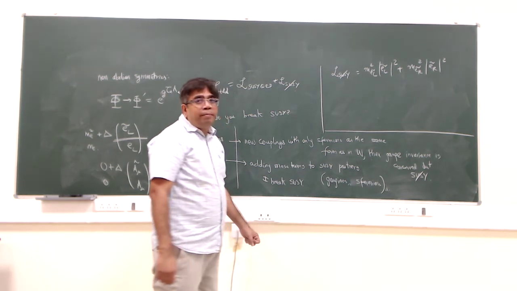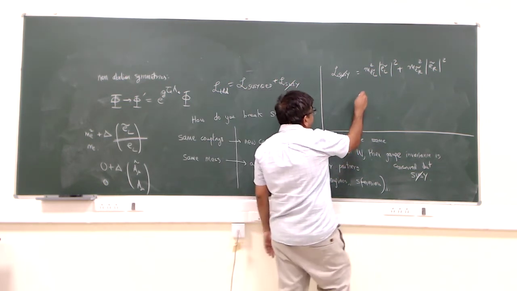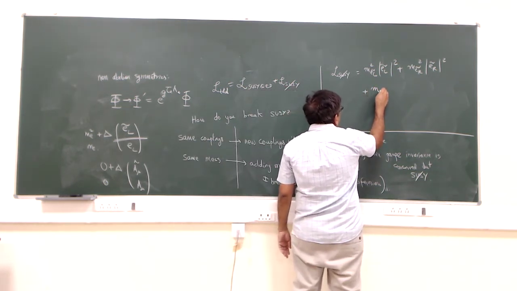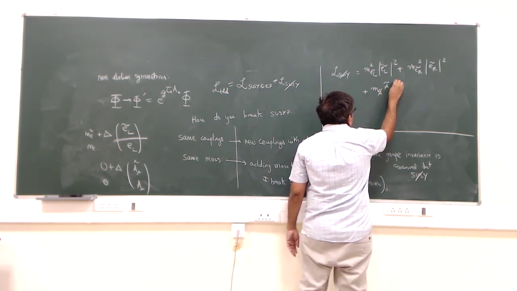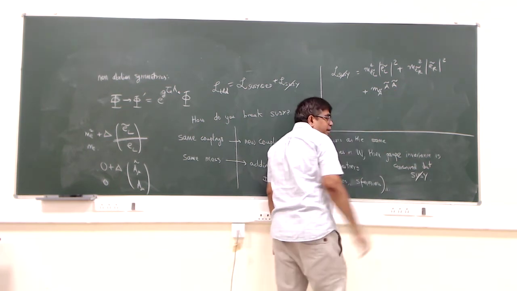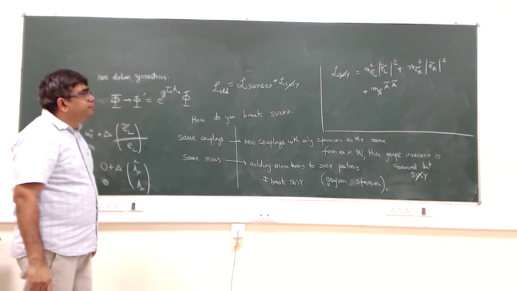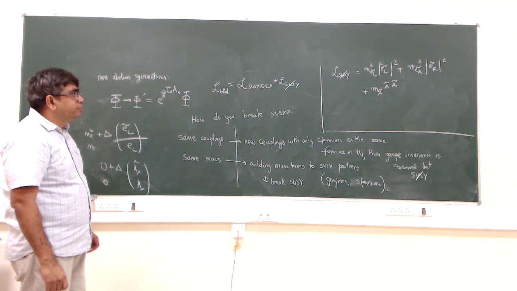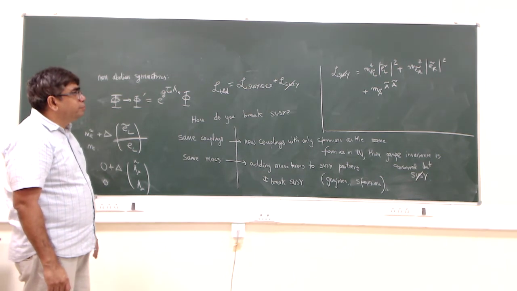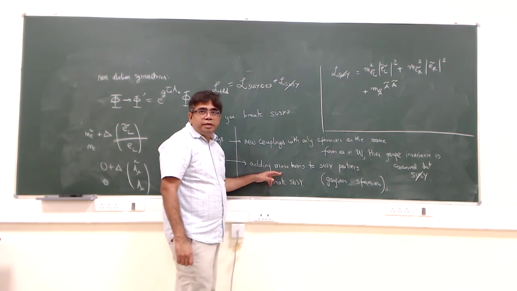Then I can add a term for the photon, the photino mass, m lambda tilde lambda tilde. So this takes care of these terms.